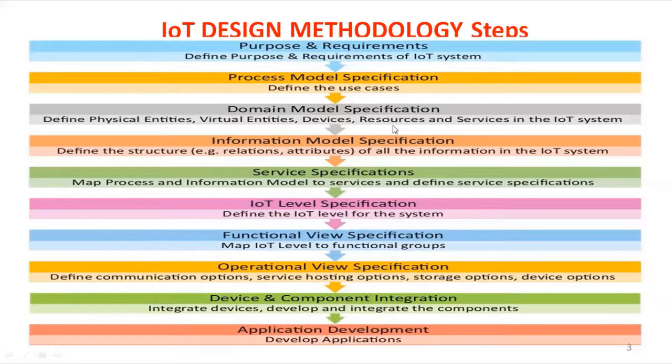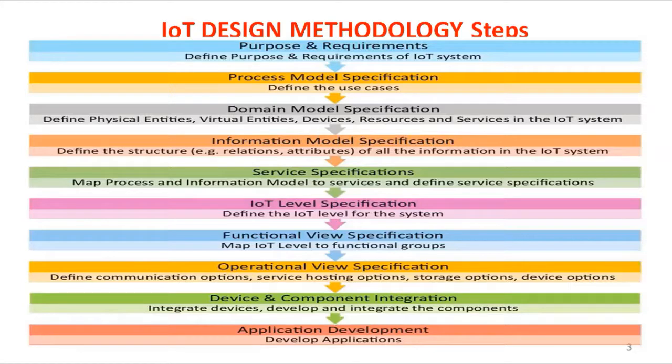Coming to the information model specification, the fourth important one. The information model specification defines the structure. The structure may be relationships and attributes. In the structure, you are defining the different tables. A table consists of different rows as well as different columns. An attribute is a property of a structure or table. For example, employee number is an attribute, employee name is an attribute.